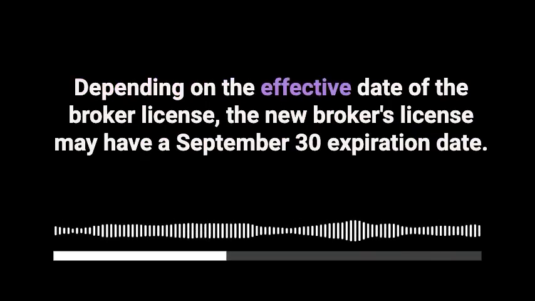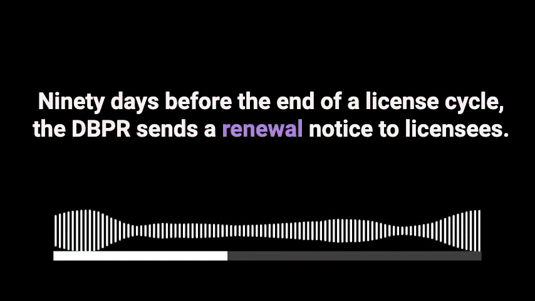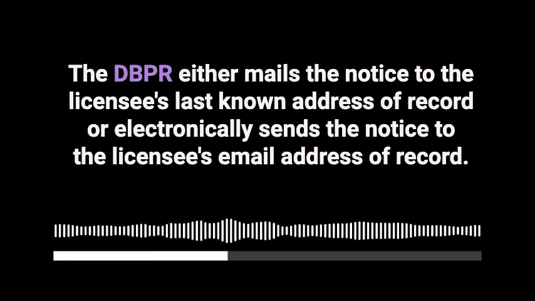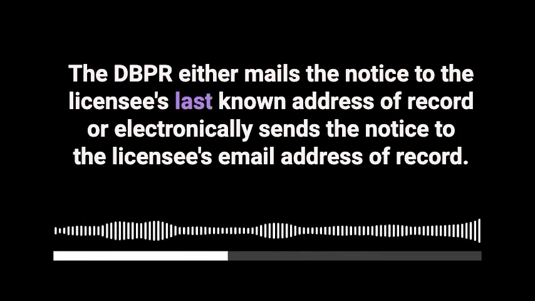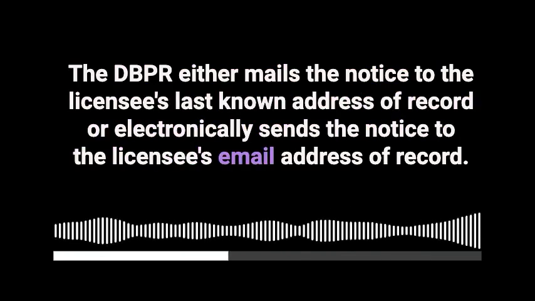Assume the sales associate's license expired biennially on March 31st. Depending on the effective date of the broker license, the new broker's license may have a September 30th expiration date. License renewal periods. 90 days before the end of a license cycle, the DBPR sends a renewal notice to licensees. The DBPR either mails the notice to the licensee's last known address of record or electronically sends the notice to the licensee's email address of record.